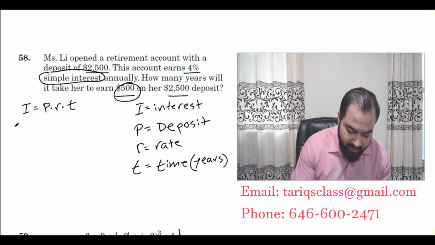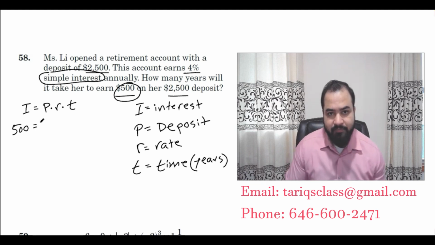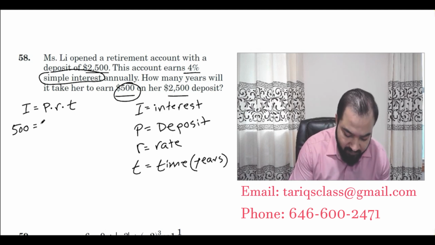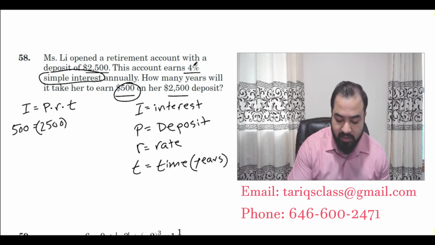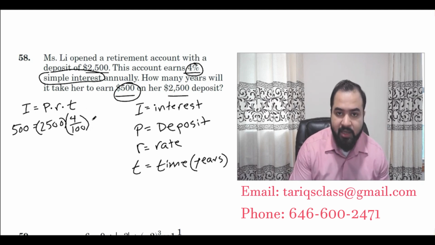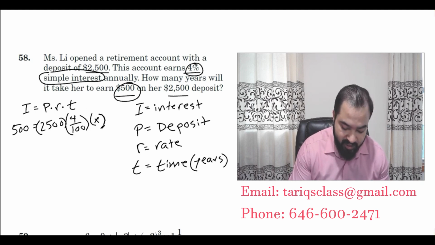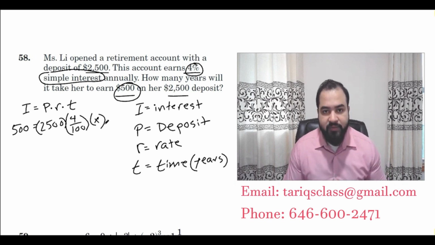So we're going to plug it in. I is 500. What is P? The deposit, which is 2,500. Then we have the rate, which is 4%, but we can write it as a fraction. 4% means 4 over 100. And the time is missing, so let's say X. That's what we're looking for. Now, let's solve this equation.